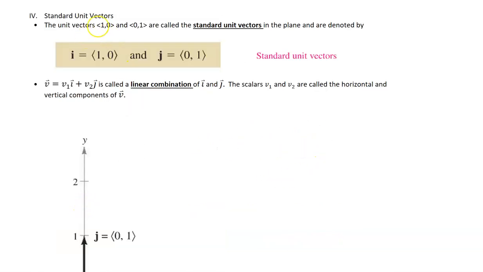We're also very interested in what we call the standard unit vectors. These are <1, 0> and <0, 1>. We call them special letters i for <1, 0> and j for <0, 1>. And v, which would be v1 times i plus v2 times j, is called a linear combination of i and j. And the scalars v1 and v2 are called the horizontal and vertical components of v.